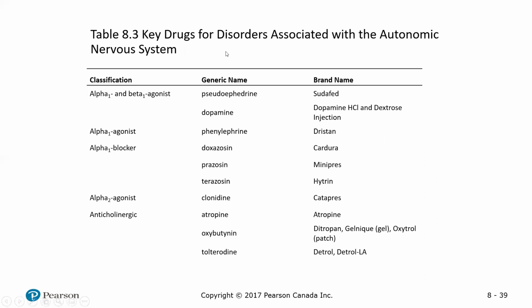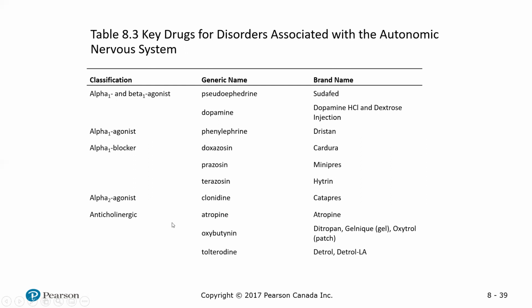Now, in other classes, the drugs for disorders associated with the autonomic nervous system, we have alpha-1 and beta-1 agonists, which act as alpha and beta both. They are pseudoephedrine and dopamine. You don't have to remember their brand names for now, just their generic names. You need to remember generic names. There might be some questions asking you, dopamine belongs to which classification? Dopamine is an alpha-1 beta-1 agonist. Alpha-1 agonist is phenylephrine. Alpha-1 blocker is doxazosin, all the 'osins': doxazosin, prazosin, terazosin. Alpha-2 agonist is clonidine, only one drug.